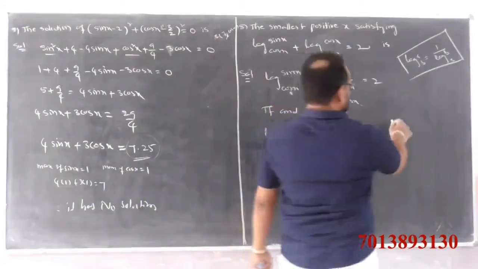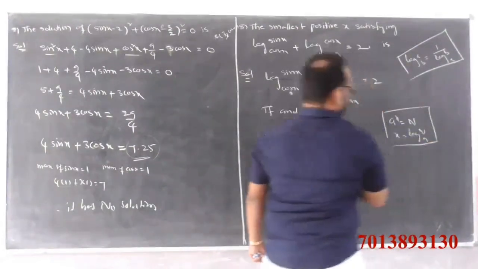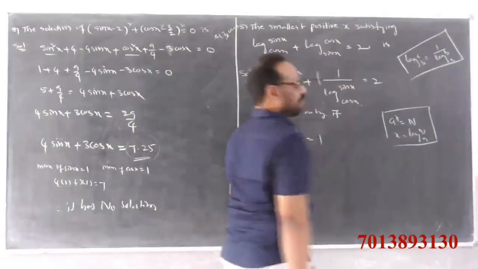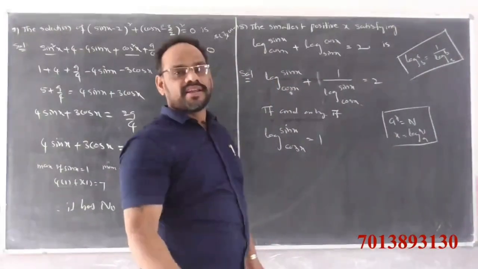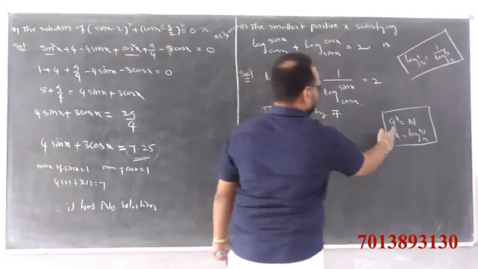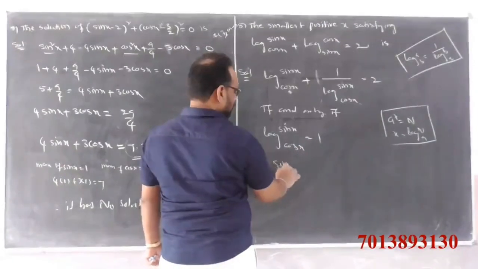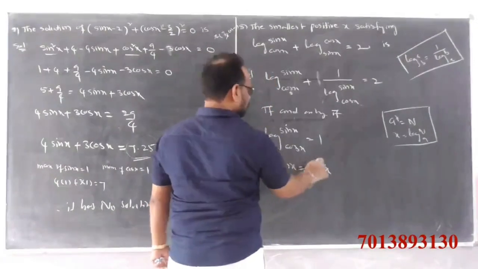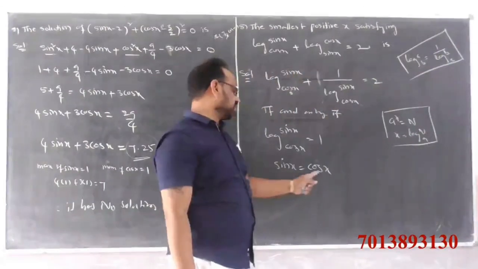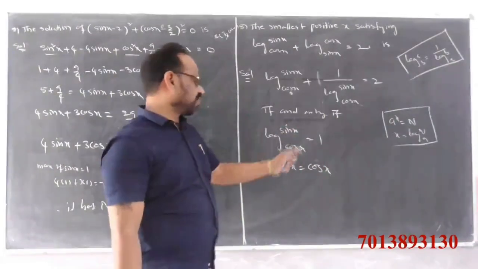We know that a to the power x is equal to n, then x is equal to log n to the base a. A to the power x is equal to n is the exponential form. What is the logarithmic form? x is equal to log n to the base a. If you write this one, clearly here the value of x is 1. So sin x is equal to cos x. By using the logarithm relation, a to the power x is equal to n, x is equal to log n to the base a, sin x to the power 1 equals cos x power 1, we get 1 is equal to log sin x to the base cos x.